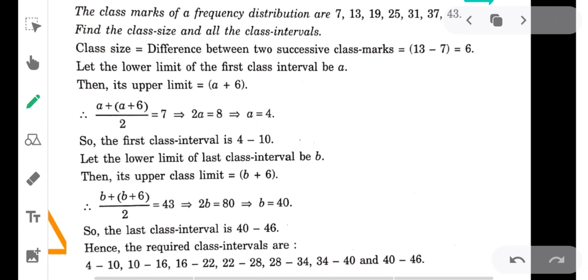So there is a question. The class marks of a frequency distribution are 7, 13, 19, 25, 31, 37 and 43. So the class marks are given.